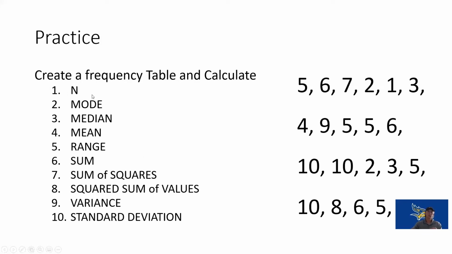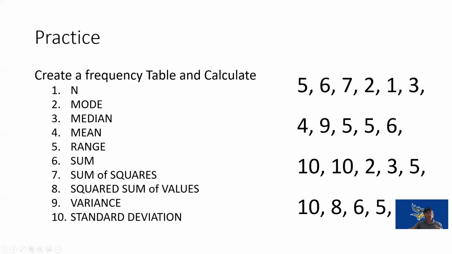We need n, which is our sample size, how many scores, how many observed cases; the mode, the most frequently occurring score; the median, which is the 50th percentile, the right smack dab in the middle value; the mean or the average; the range, so the highest score minus the lowest score; the sum of the scores, so that means adding all the scores up together; the sum of squares, which means squaring each individual value and adding those squared values together; the squared sum of values, so that means taking all the values summed, so your answer for number 6, and squaring it, so summing all the values and that quantity is squared.